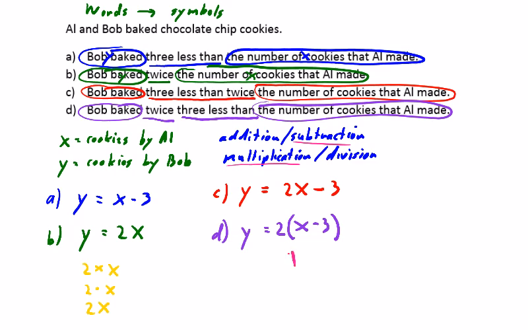So note, when you're reading something symbolically, whenever you have parentheses, you use the words, the quantity, indicating that you're looking at something in parentheses.